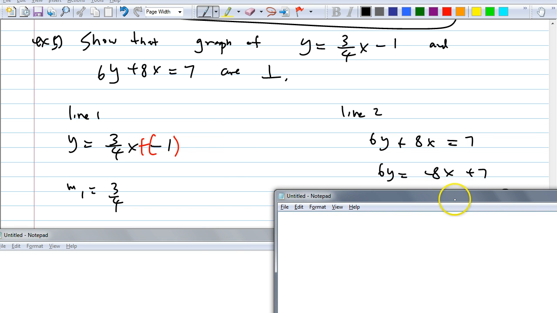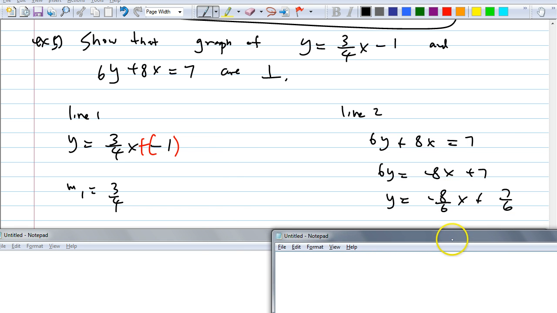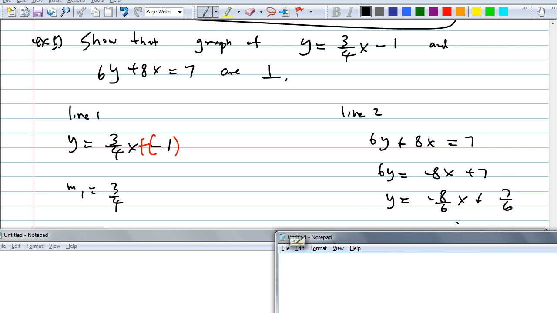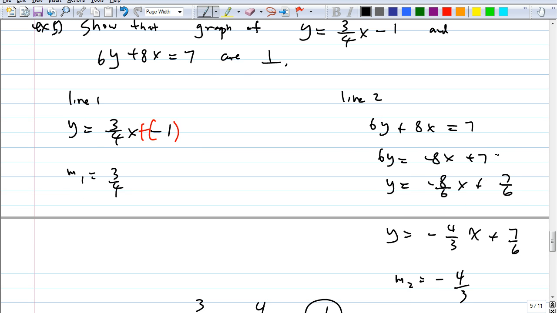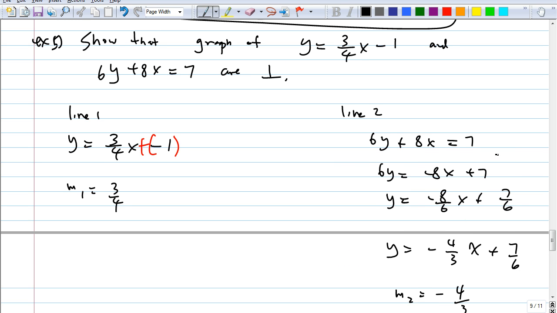Subtract 8x from both sides, then divide by 6. Exactly right. So when you do this, the slope of the second line is -4 over 3, right? And we don't even really need to worry about the y-intercept at this point. They could have the same y-intercept or different, it doesn't matter.